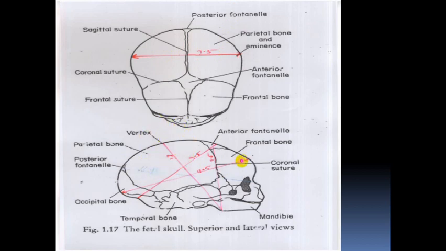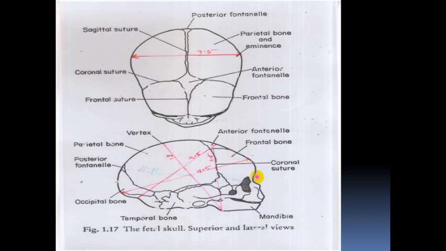We have the brow area, which is bounded by the anterior fontanelle and the coronal suture at one end, while bounded at the other end by the root of the nose and the supraorbital ridge. This area is what is called the brow.